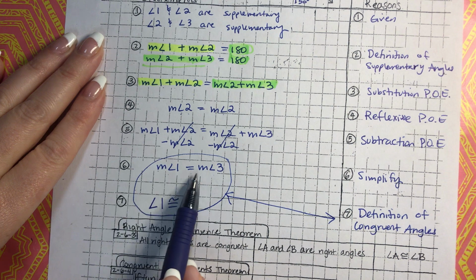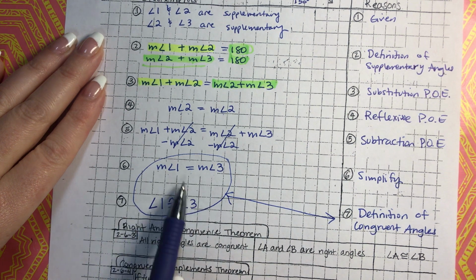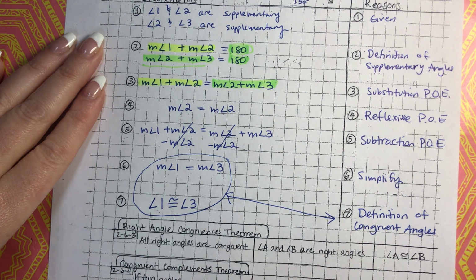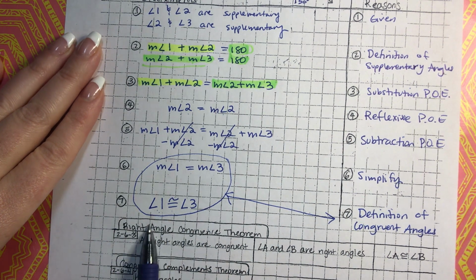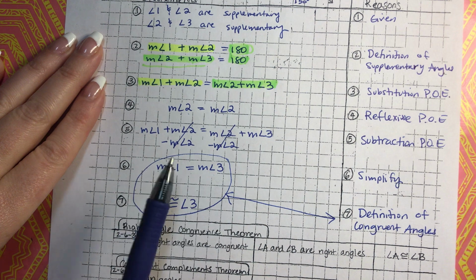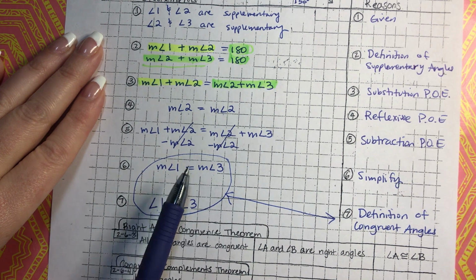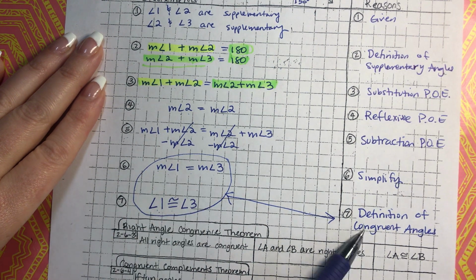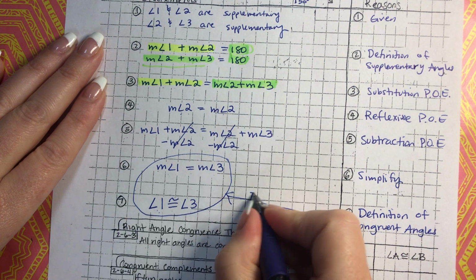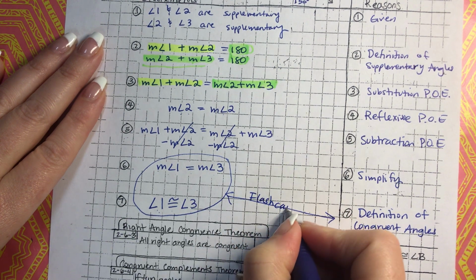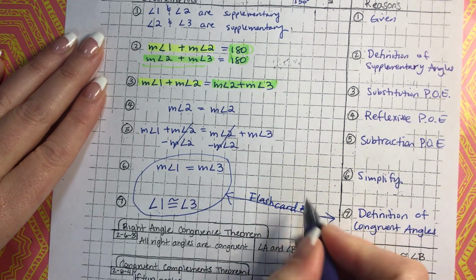The measure of angle 1 is equal to the measure of angle 3, or that is the same thing as angle 1 is congruent to angle 3 by the definition of congruent angles. Or if you ever have angle 1 is congruent to angle 3, you can change it to the measure of angle 1 equals the measure of angle 3 because of the reason definition of congruent angles. All right? So that's something else that needs to be a flashcard.